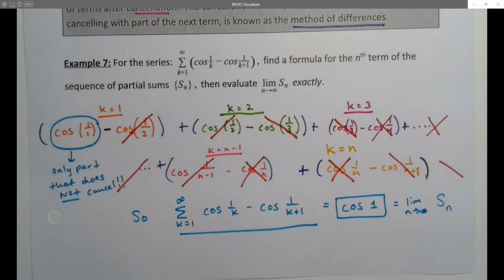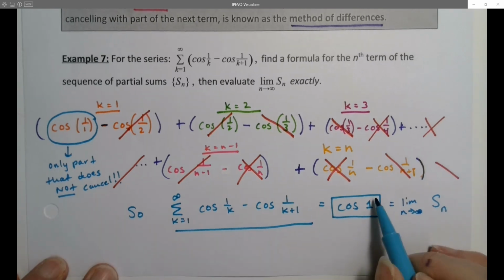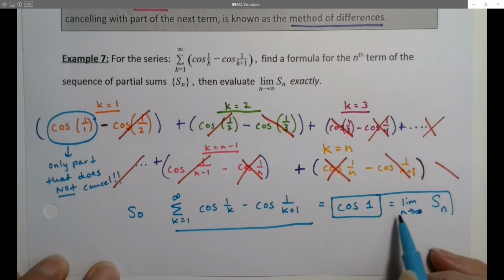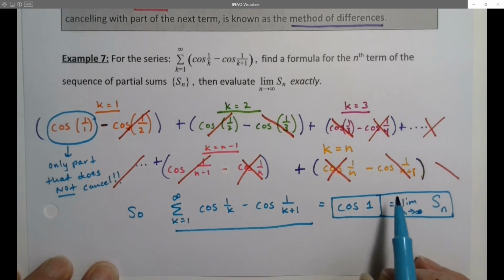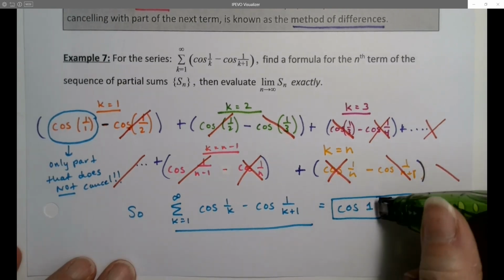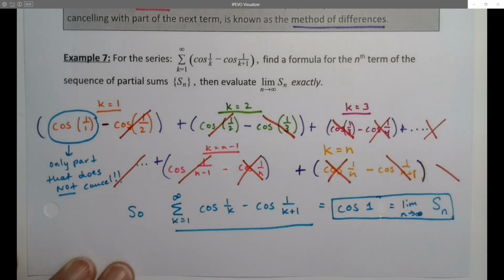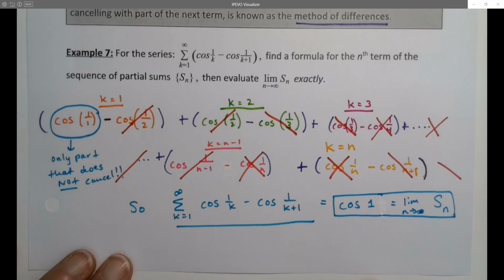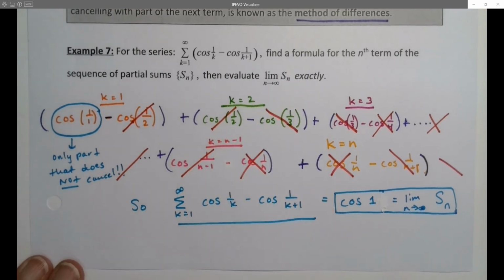So it says find a formula for the nth term of the sequence of partial sums. Sorry, I didn't do that. So this right here is the answer to what's the limit. So the limit of the series is the limit of the partial sums as n goes to infinity, right? Partial sums are bits of the infinite series, and if you let n go to infinity, then it is the infinite series. So this is the same thing as saying what's the sum of the infinite series, right there. But then I forgot to answer the find a formula for the nth term. Okay, so it was in here. It was part of what I was doing.